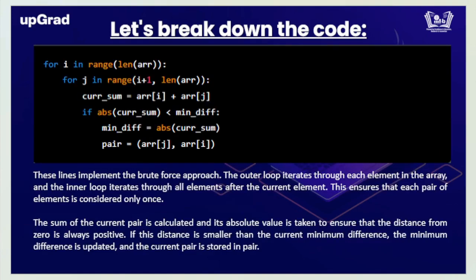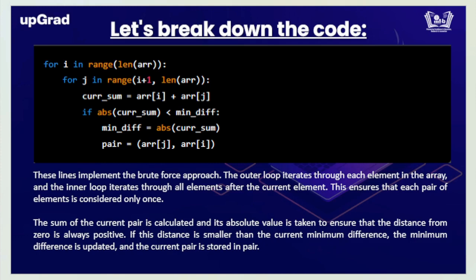In this part, we have taken two for loops and an if statement. These lines implement the brute force approach. The outer loop iterates through each element in the array, and the inner loop iterates through all the elements after the current element. This ensures that each pair of elements is considered only once.